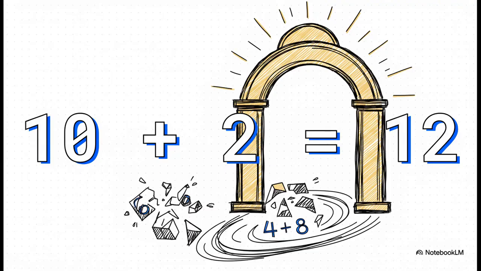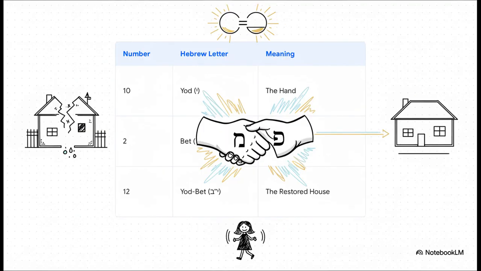And here it is, the beautiful final mass. This is that aha moment where absolutely everything clicks into place. All those broken pieces, the 6+6, the 4+8, they're just swept away. The shattered 12 is made whole again. The architect solves the entire problem with that original divine equation, 10 + 2 = 12. Let's just break that down one more time because it's so perfect. Jesus takes the little girl's hand, the yod, with a value of 10, the hand of God, enters the bet with a value of 2, the human house, and in that single moment of contact, the broken 12 is restored.